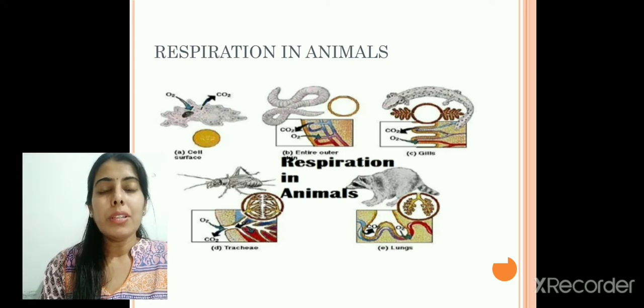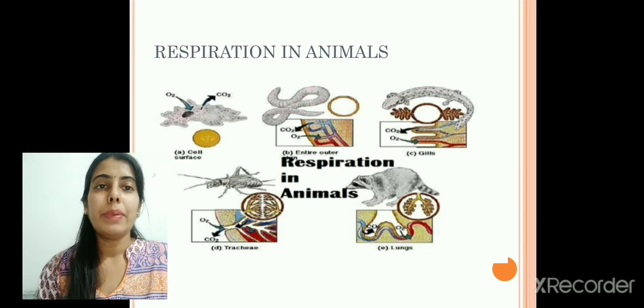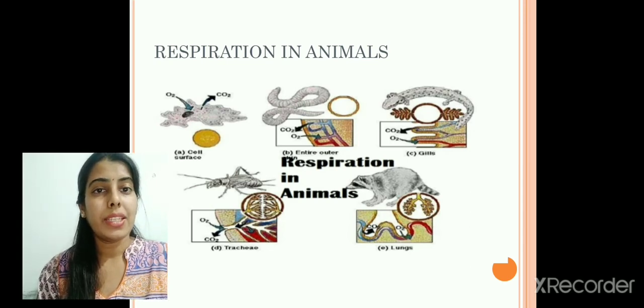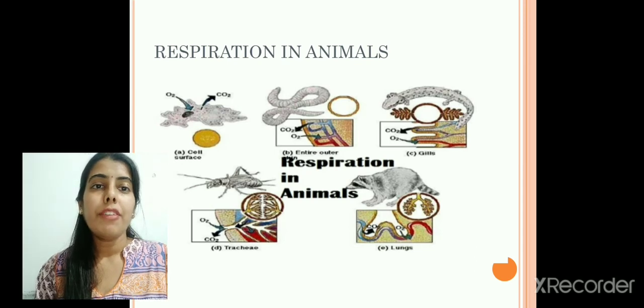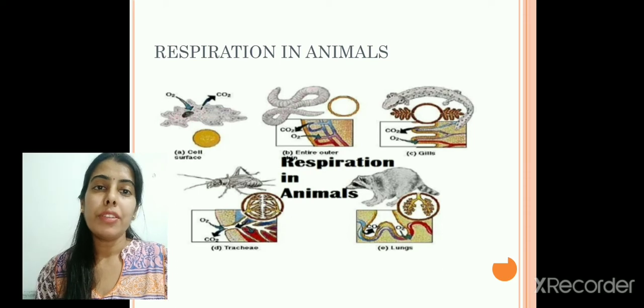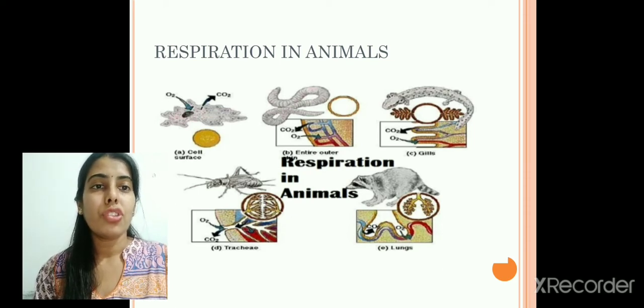Now coming to animals. The different animals respire through different respiratory organs. Yes, respiratory organs are the organs which help these animals to exchange their gases. Like if I talk of amoeba, it respires through the body surface. Second, if I talk about earthworm, it respires through the moist skin. The outer skin of the earthworm is moist, so the moist body surface directly allows the exchange of gases in earthworm.